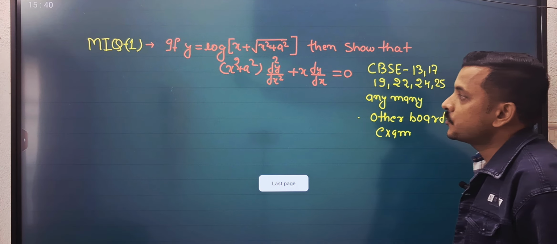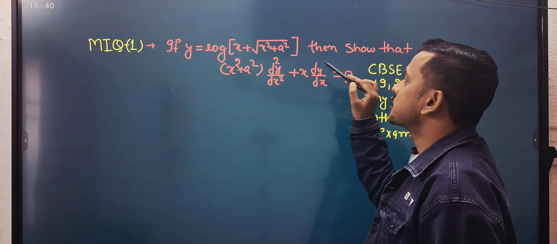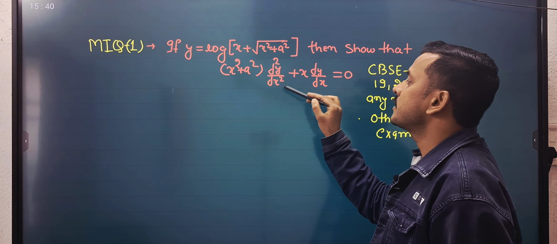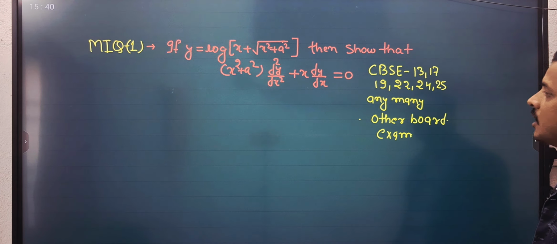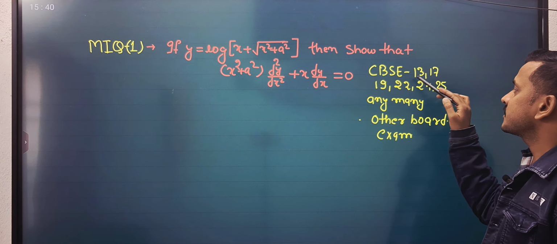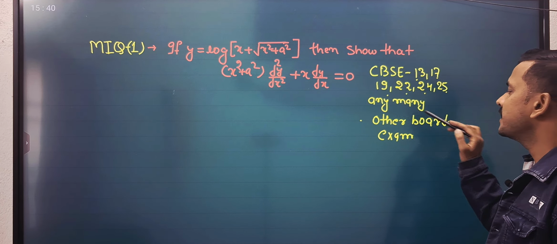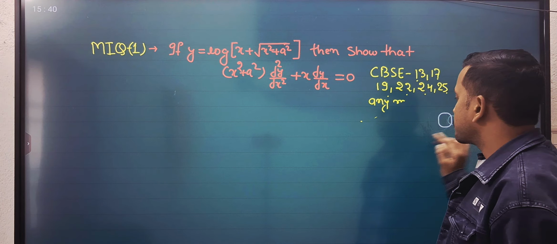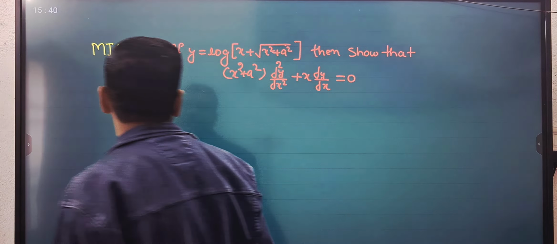The question is, if y equals log of x plus root under x square plus a square, then show that x square plus a square d square y by dx square plus x dy by dx equals 0. If you see your question bank, you will see this question has been asked in 13th, 17th, 19th, 22, 24, 25 and many other board examinations. That's why I have taken this question. So now, without wasting time, I am going to start this powerful session.